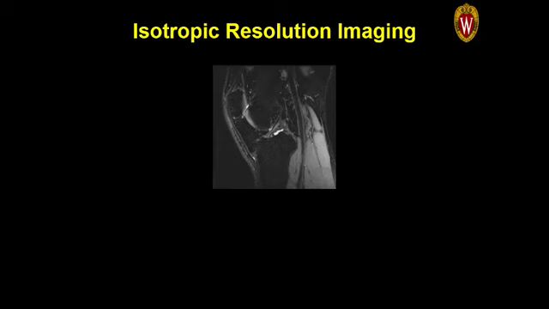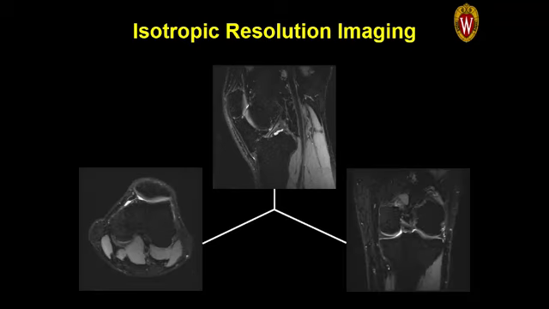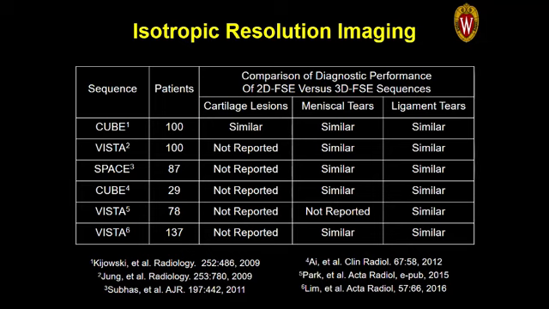Now, the advantage of these three-dimensional fast-spin echo sequences is that you can acquire an image in a single plane and then reformat images in other planes using the volumetric source data, eliminating the need to repeat sequences with identical tissue contrast in multiple planes. Multiple studies with surgical correlation have compared the diagnostic performance of three-dimensional fast-spin echo sequences and two-dimensional fast-spin echo sequences for evaluating knee joint pathology. And most studies reported statistically non-significant or similar diagnostic performances of the two-dimensional and three-dimensional sequences for detecting surgically confirmed cartilage lesions, meniscus tears, and ligament tears.